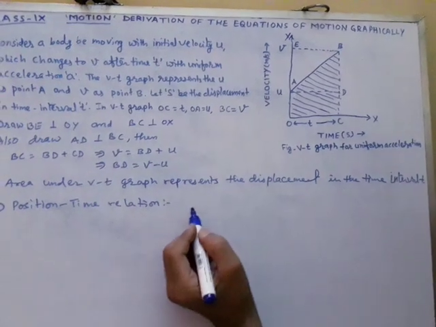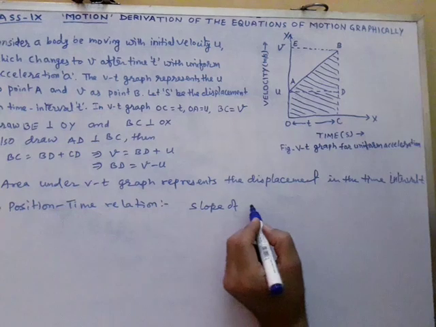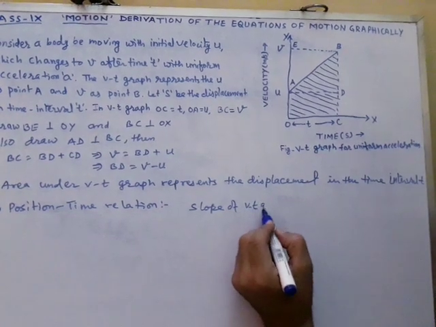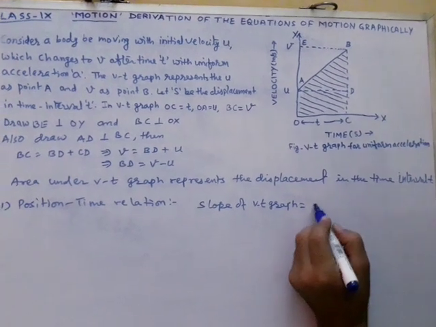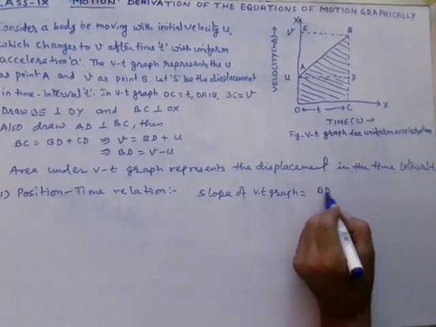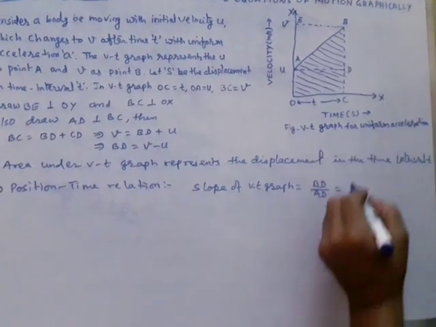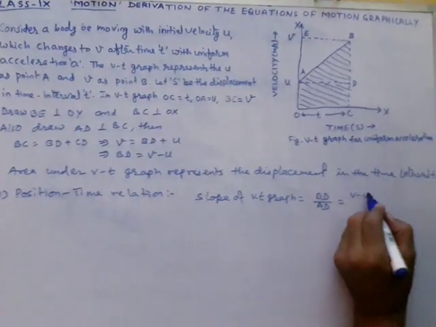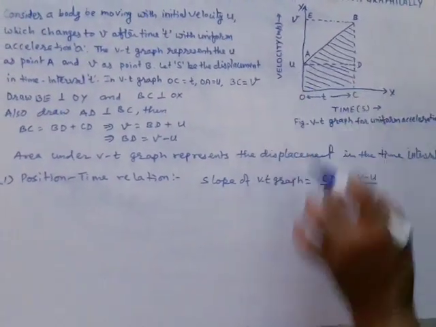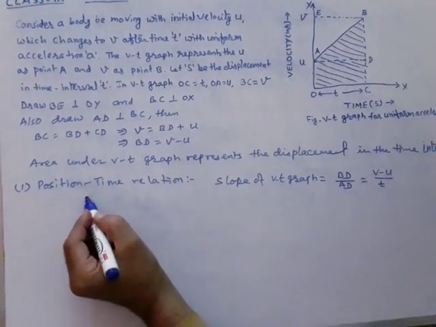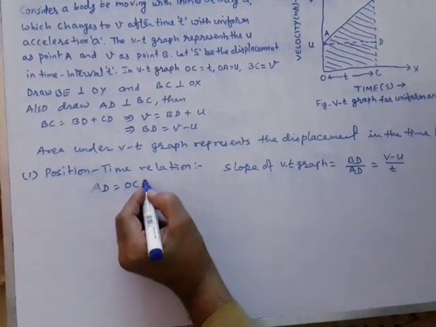The slope of the Vt graph is equal to BD by AD. So BD is how much? v minus u. AD is how much? AD is equal to OC, which is equal to t.